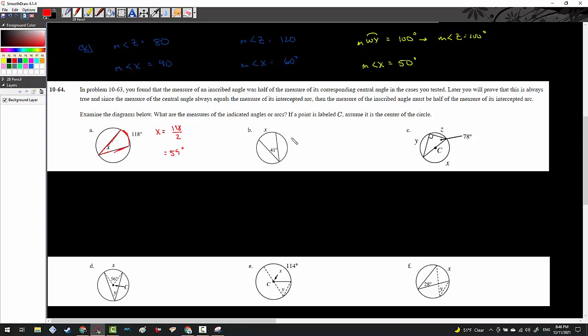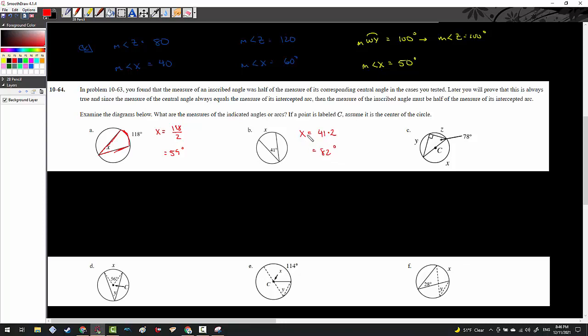In B, they're making me move backwards now. Now they're giving me the inscribed angle, and I have to go back and find the arc. Well, remember, if the inscribed angle is half the measure of the arc, that means that the measure of the arc would be double the value of the inscribed angle. So X would be 41 times 2, which would be 82 degrees. Again, we're finding arc measure, right? We're not finding arc length.